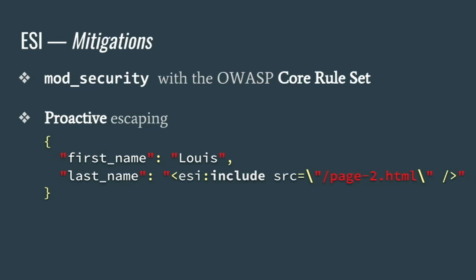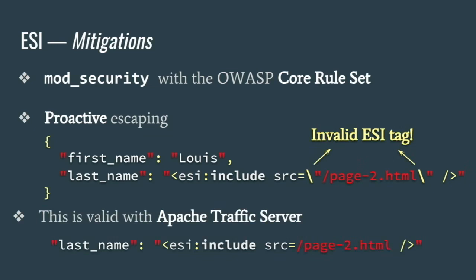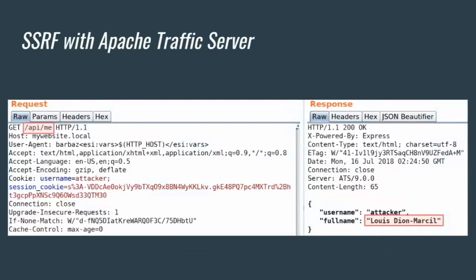But I'm not attacking web servers. I'm not attacking clients. I mean, I'm attacking caching servers. So I'm able to put ESI tags in there, and some ESI implementations will let me do that. Now here, of course, I have a small problem, meaning I have invalid ESI tags because of double quotes, right? However, ESI implementations have very flexible syntax. So, for example, Apache Traffic Server will allow me to just drop the double quotes, and it's just fine.